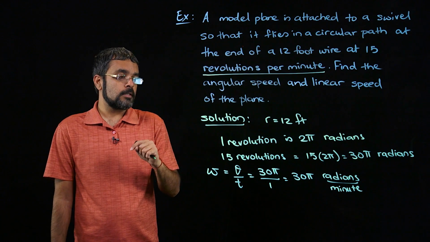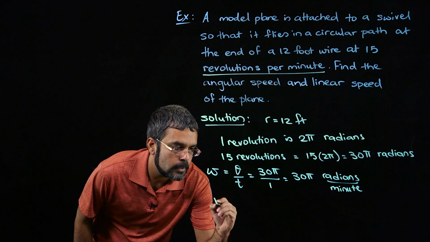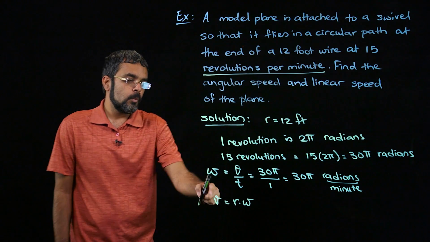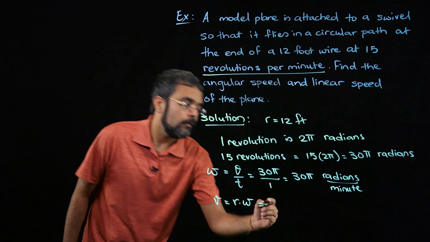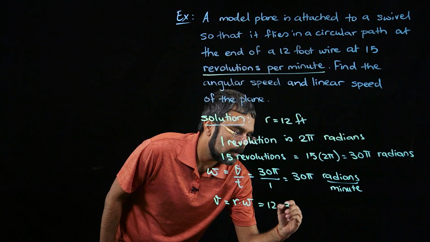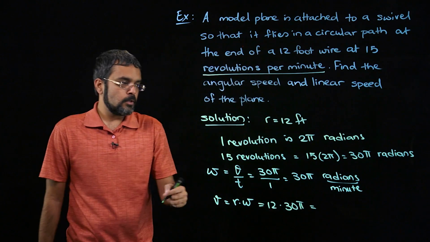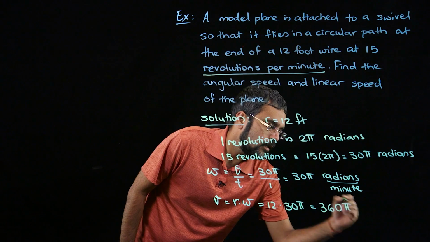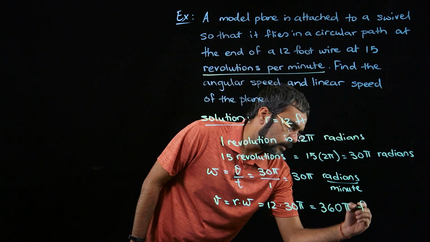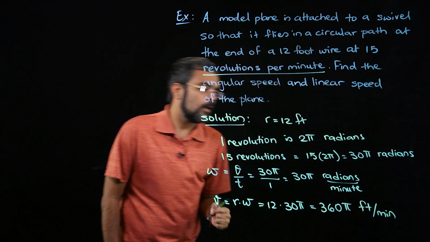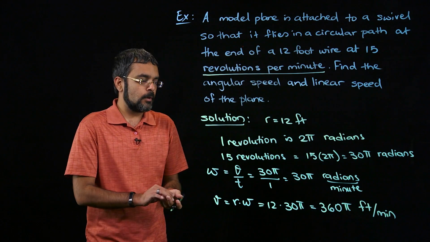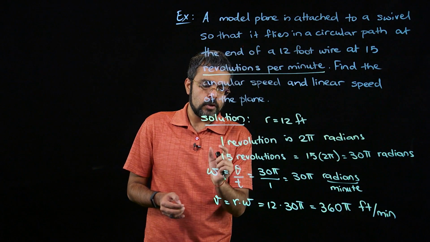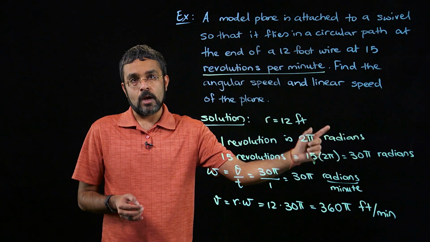Now, we want to find the linear velocity. How do we find the linear velocity? Well, we know the relation between v and omega. We know that v equals r times omega. Okay, we know what r is. R is 12 times omega, which was 30 pi. And so this is going to be 12 times 30 pi, which is 360 pi feet per minute. The unit for linear speed is going to be feet per minute, because that is your distance that you're covering, and that's in feet. So how many feet per minute, whereas your angular velocity is going to be how many degrees or how many radians per minute.